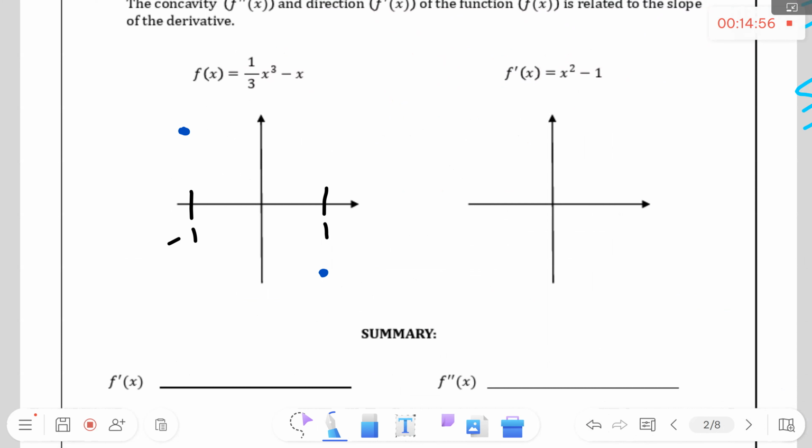Okay, now here's how I piece it together. I'll just give you one hint. I know I've got a maximum at negative 1. I got a minimum at 1. At 0, we know it's a point of inflection. It goes from concave down to concave up. So watch this. Concave down, concave up. Right?